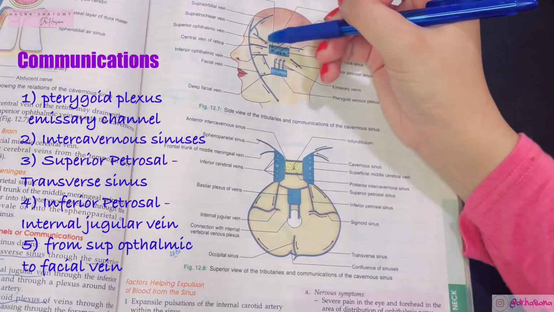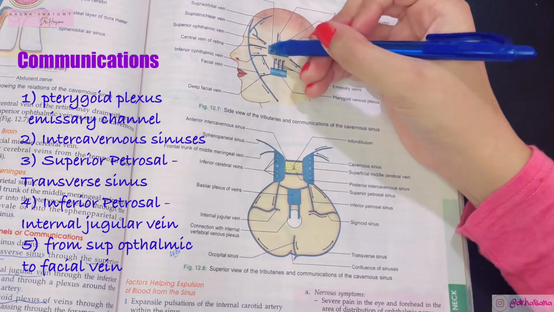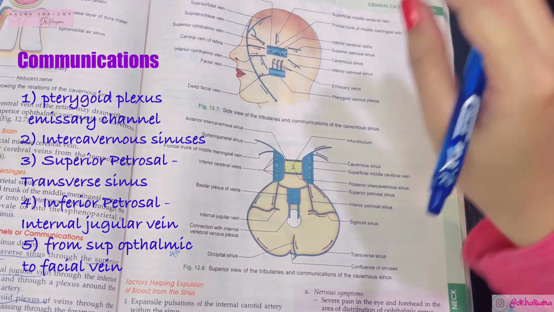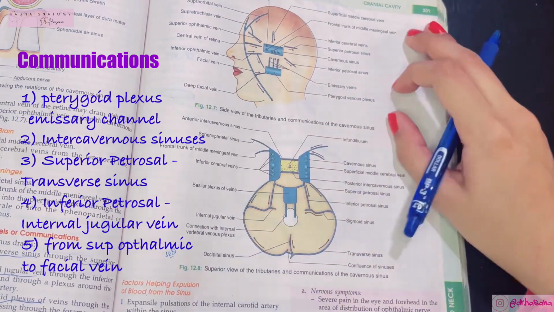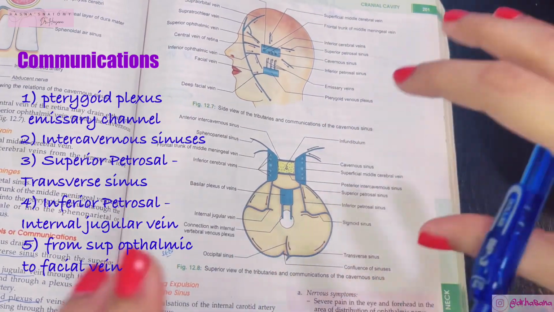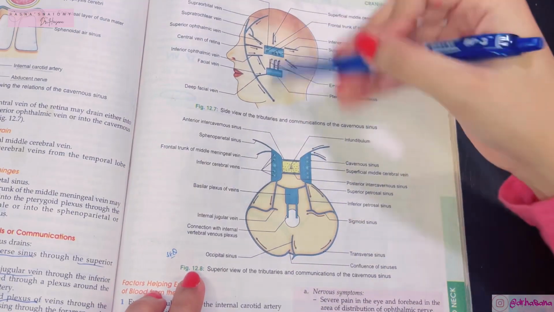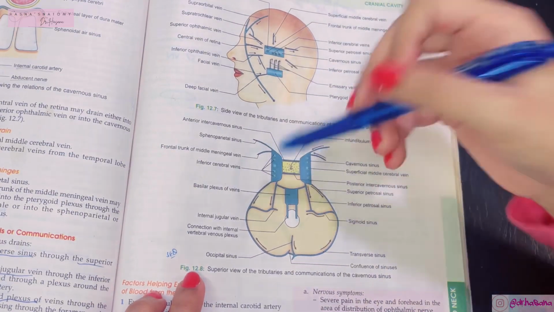Fifth, I want you to remember this tiny relation, just add to all of that, is that through the superior ophthalmic vein it is connected to the facial vein. So once you understand these tributaries and these connections, you are going to ace these two diagrams. You will probably be asked to draw one of these in the examination, so you will know very well what they mean.